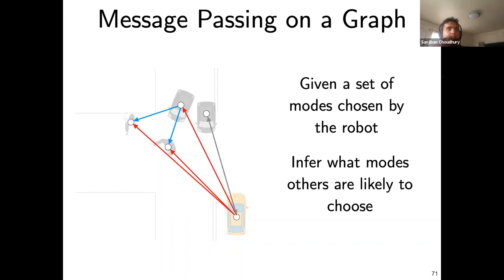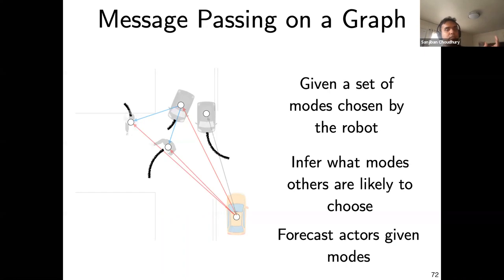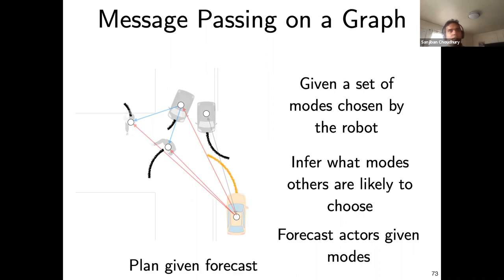Finally, the oncoming car is actually turning. Right. So once we know these modes, we can predict future motions for all of these actors, conditioned on the mode and information from neighbors. Okay. And once we have this forecast, we can then call our favorite planner, you know, iLQR, whatever MPC method you use, to go compute a plan.